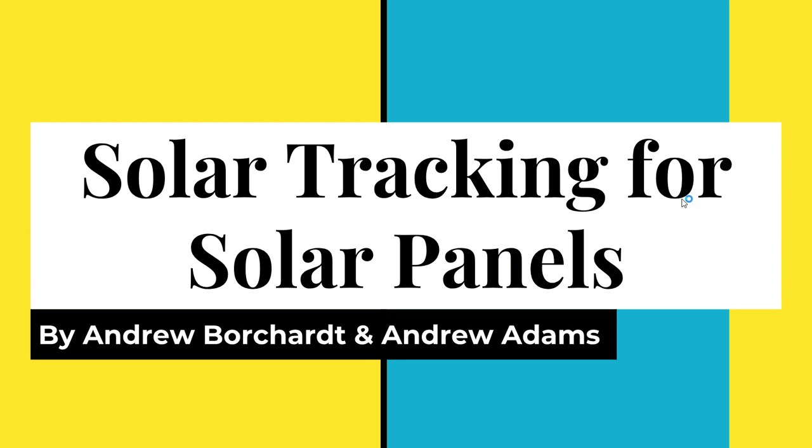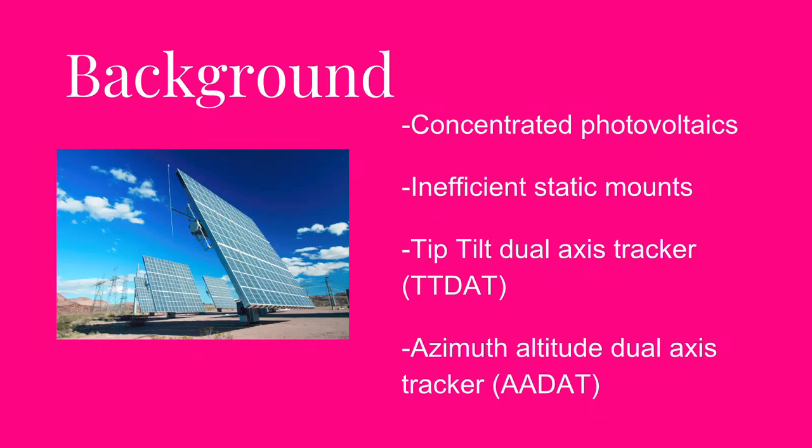We're here today to talk to you about solar tracking for solar panels. Solar tracking is often used for concentrated photovoltaics as these are required. However, it can also be used for statically mounted flat solar panels because the static mounting makes them inefficient. In 2009, it was estimated that 85% of static mounted commercial panels had the ability to add solar tracking.